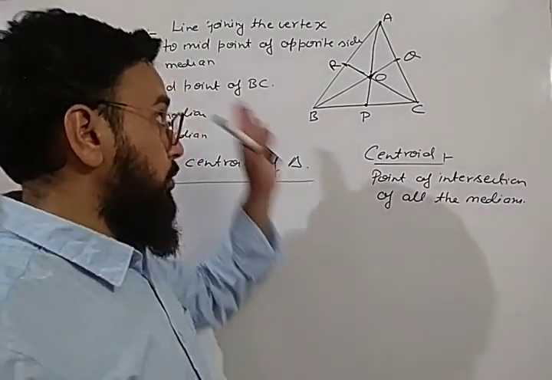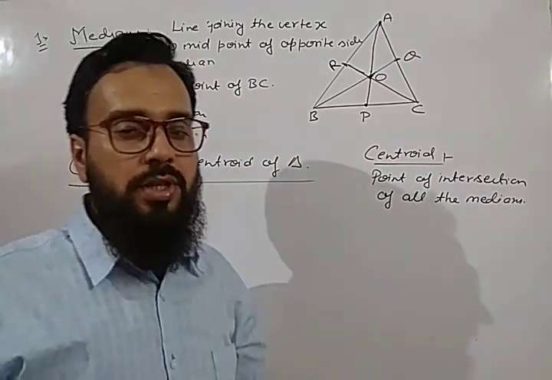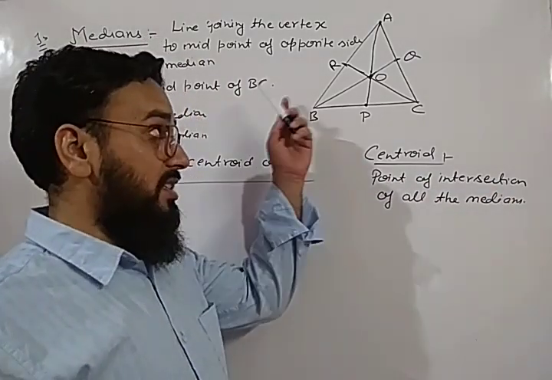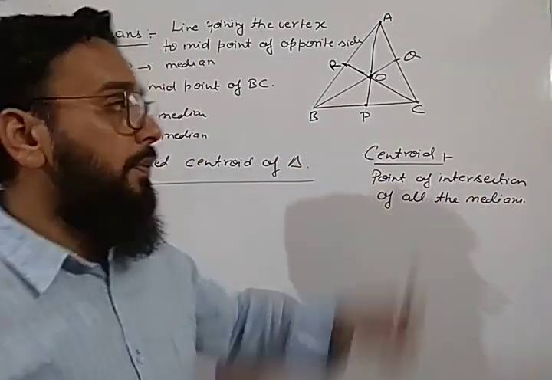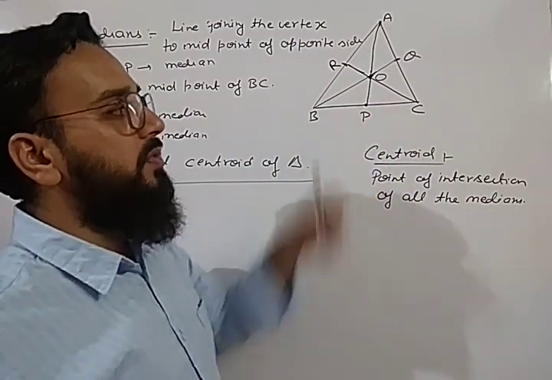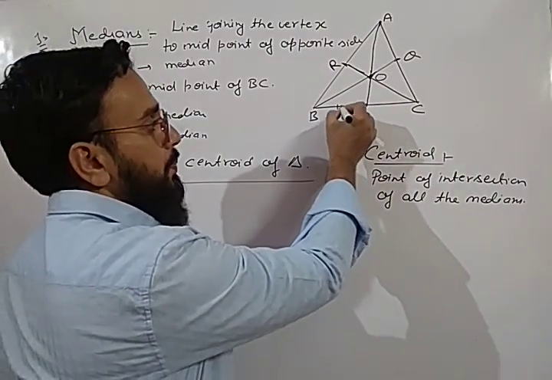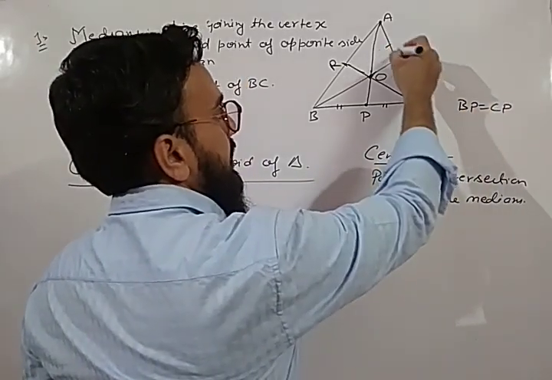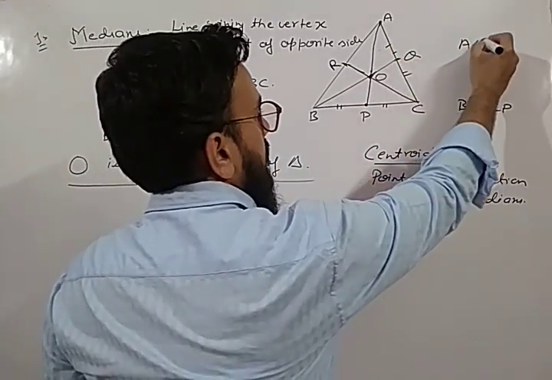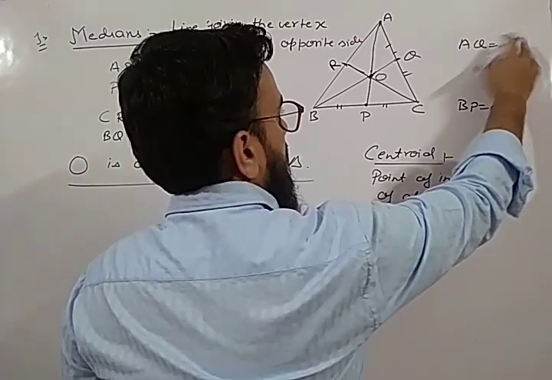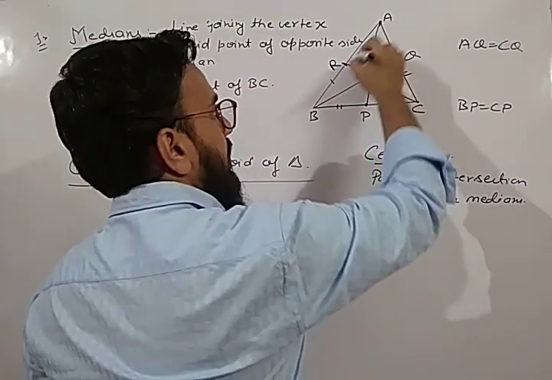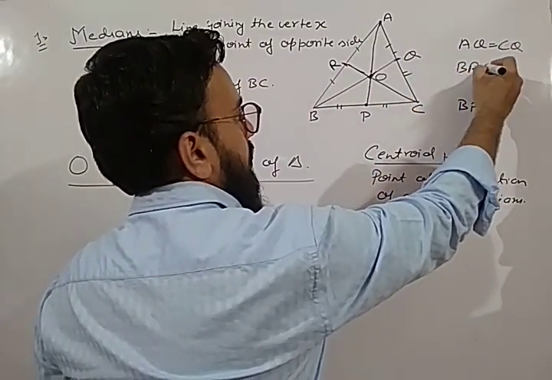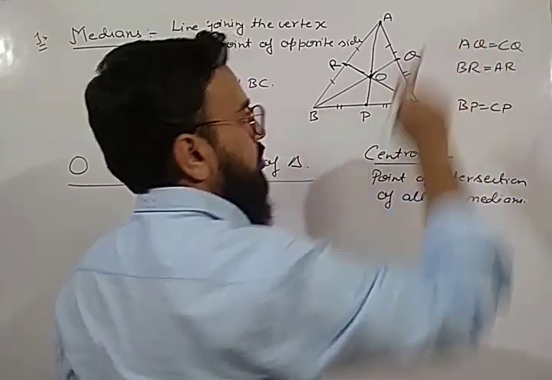If you don't know these terms, then you cannot prove the question. So you should know what is median, what does a median do. Median divides the opposite side into two equal parts. It means we can say BP is equal to CP, AQ is equal to CQ, and similarly BR is equal to AR. So these are the properties of median.